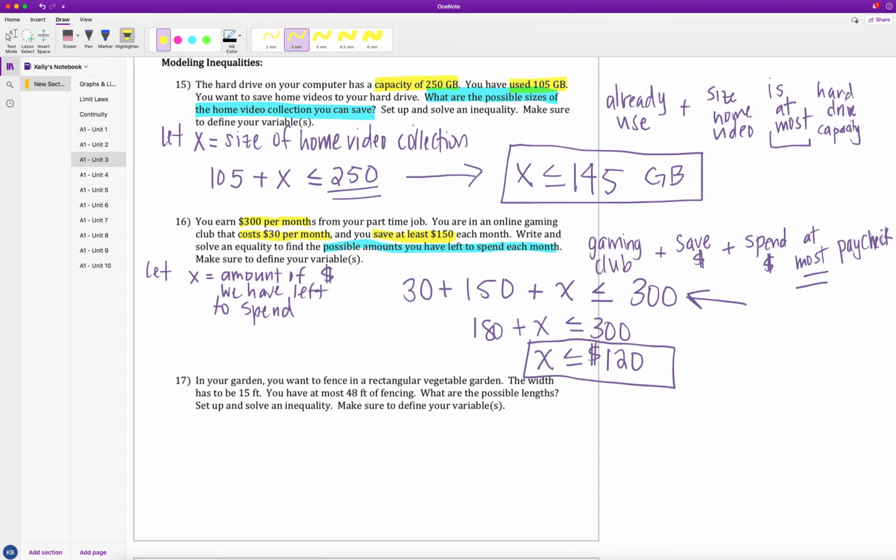So let's go ahead and highlight what we're given. So we're given a couple things. The width has to be 15. So something about this garden is forcing the width to be exactly 15. And then I have at most 48 feet of fencing. What we're looking for are the possible lengths. So let's start by defining our variable. I'm going to go ahead and use L this time. So we're going to let L equal our possible lengths.